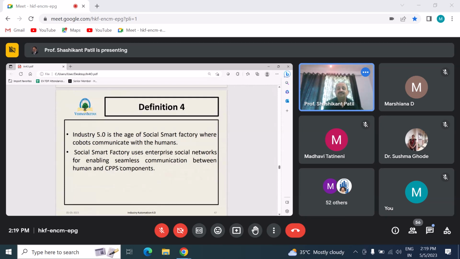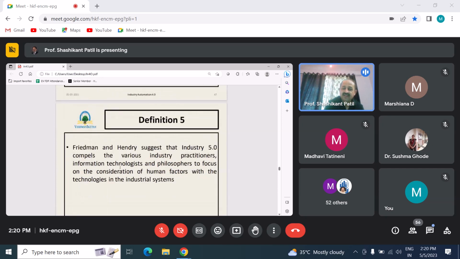Another definition: it is the age of the social smart factory where cobots communicate with humans. Cobots are collaborative robots. Okay, so these are non-programmable robots, but they can sense, they can do some actions, and they will help human beings in complicated and complex tasks. So the social smart factory uses enterprise social networks for enabling seamless communication between human and CPPS components. This is another definition, another dimension.